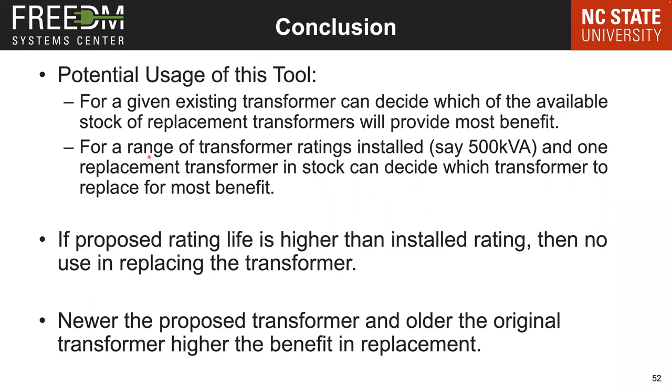You can flip this the other way around, where you have a range of 500 kVA transformers. You need a 500 kVA at some other location, but there's a range of underloaded 500 kVA transformers already installed, and you have a replacement transformer in your stock. So you can decide which of these 500 kVA transformers to replace, which gives you the most benefit.